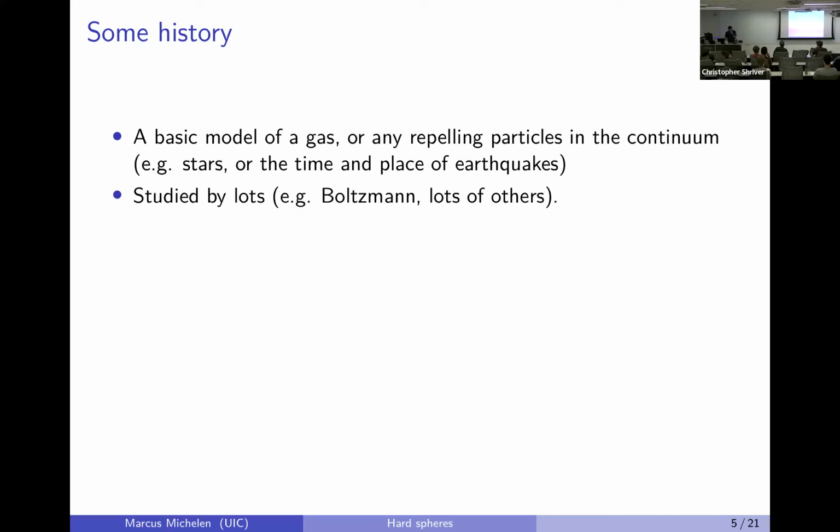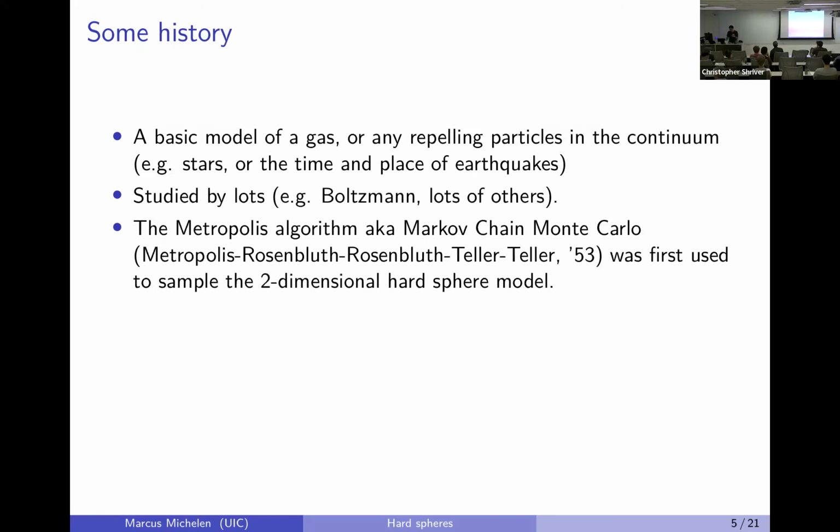It's studied by a lot of folks, including Boltzmann, who computed the first couple terms of what's known as the virial expansion, which I won't be getting into. This is a very old model in statistical physics. And the Metropolis algorithm, which is Markov chain Monte Carlo, was first used to sample this 2-dimensional hard sphere.